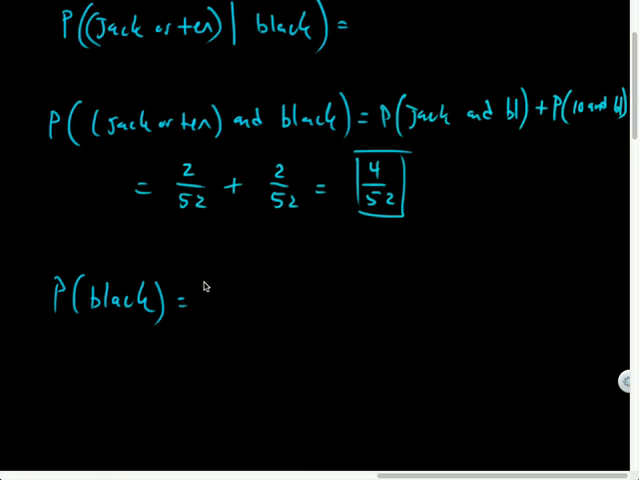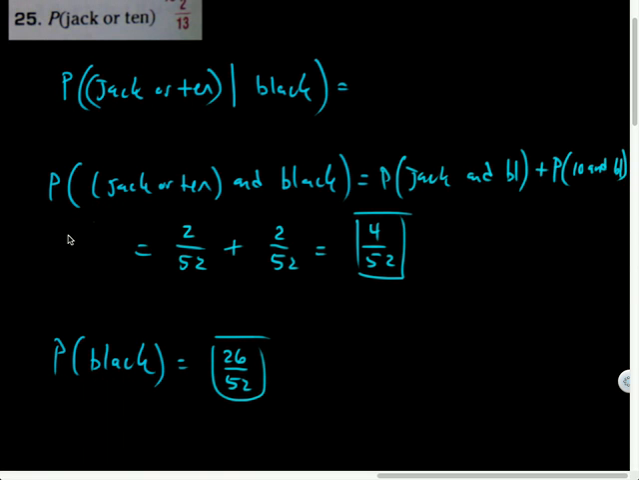How many cards are just black cards? 26 out of 52. So I'm going to take both of those and divide them. So 4 out of 52 divided by 26 out of 52 is 4 out of 26. And that reduces, 2 goes into both of those, to 2 over 13. And 2/13 is my answer.